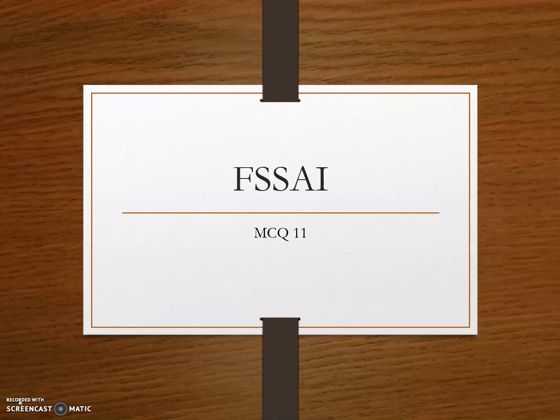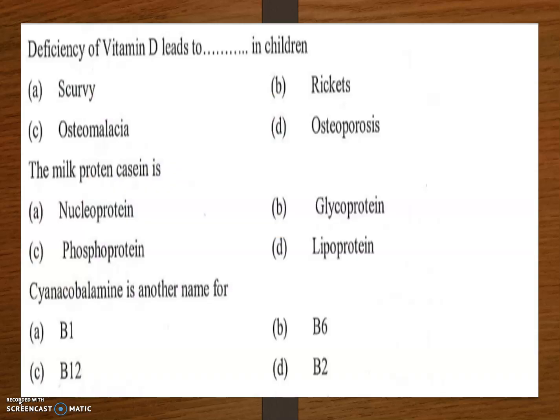Let's start our question paper discussion. Here is the first question. Deficiency of vitamin D leads to dash in children.